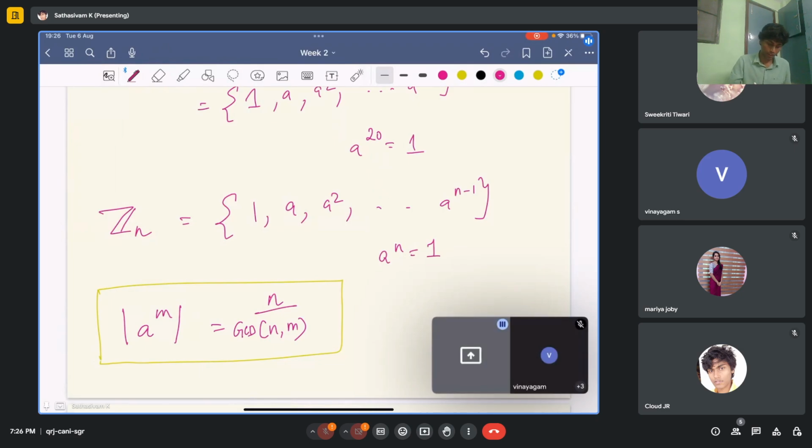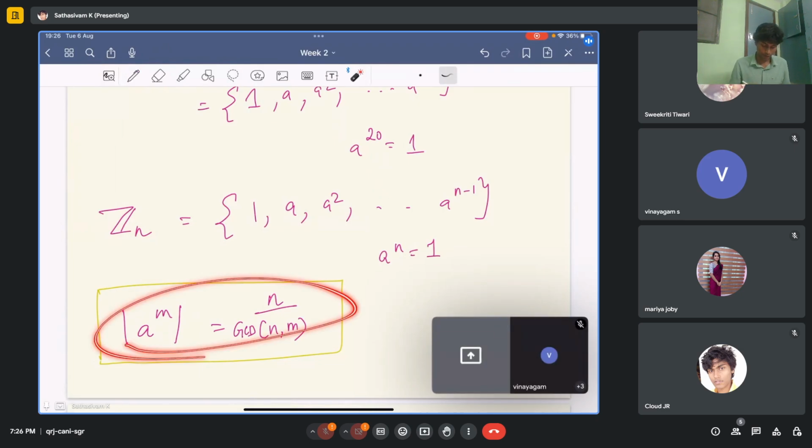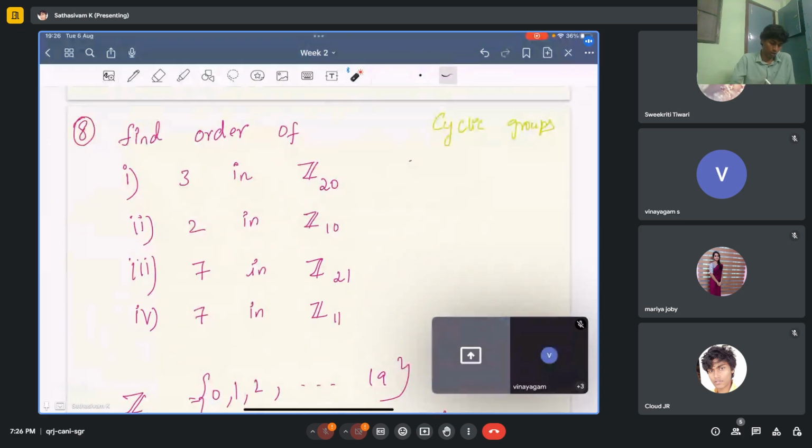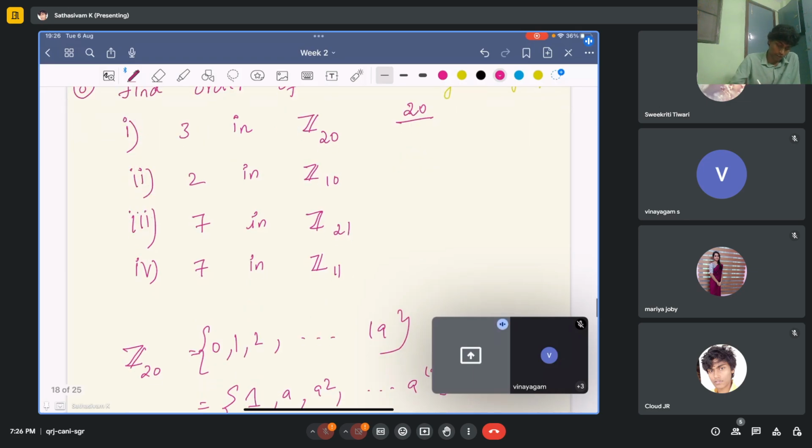Okay, so remember this formula: the order of A to the power m in a group of order n is n divided by GCD(m, n). So let's do one by one here. So the order of A cubed is what? It is 20 by... see, in this case, what is the generator? Probably I'll write, maybe we'll just change it here, everything. I'll write A cubed, A squared.